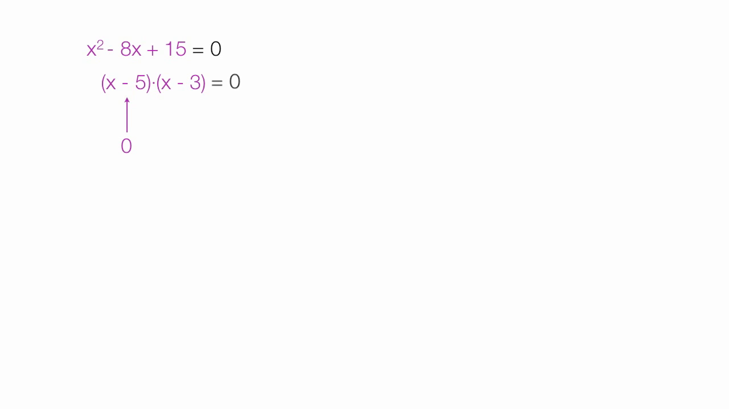If x minus 5 is 0, or if x minus 3 is 0, either of these are 0, then the whole thing is 0. If I have 0 times x minus 3 is equal to 0, what I'm doing is I'm making the x minus 5 0. Now, how do I do that? Let me show you. X minus 5 is equal to 0. I add 5 to both sides of the equation, which gives me x is equal to plus 5.